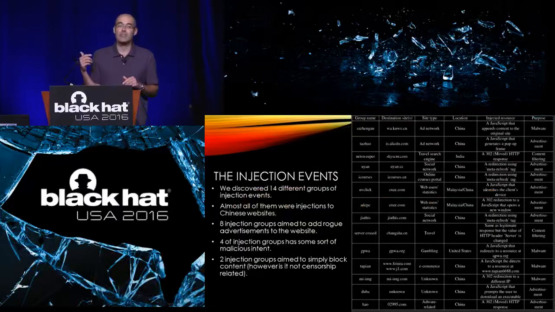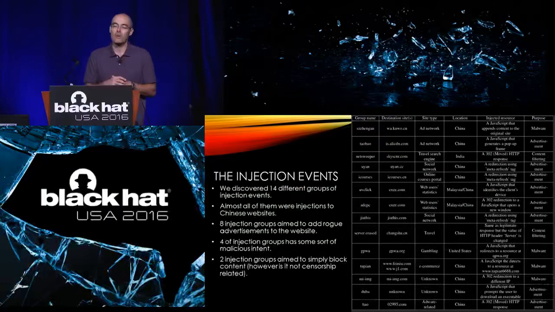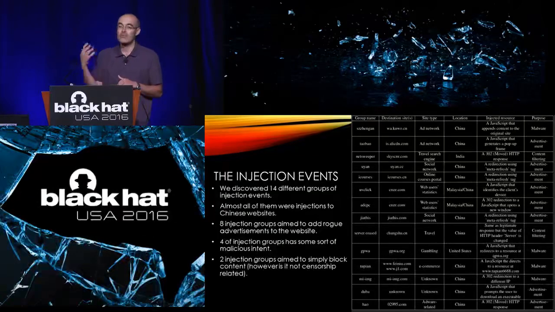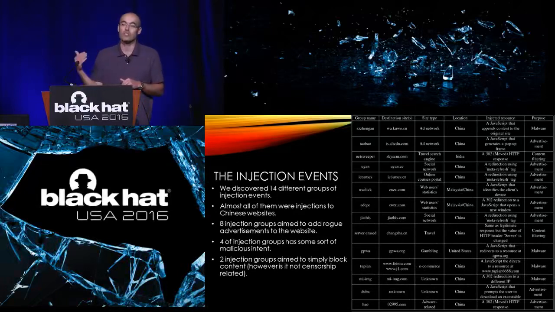And this is the big table that summarizes all or most of the injections we have found. We partitioned the injections into 14 groups based on the injected resource. And here you can see in the table the name of the group we've given, the destination site, meaning the site that was injected to, the site the content of which was altered, the location of the site.